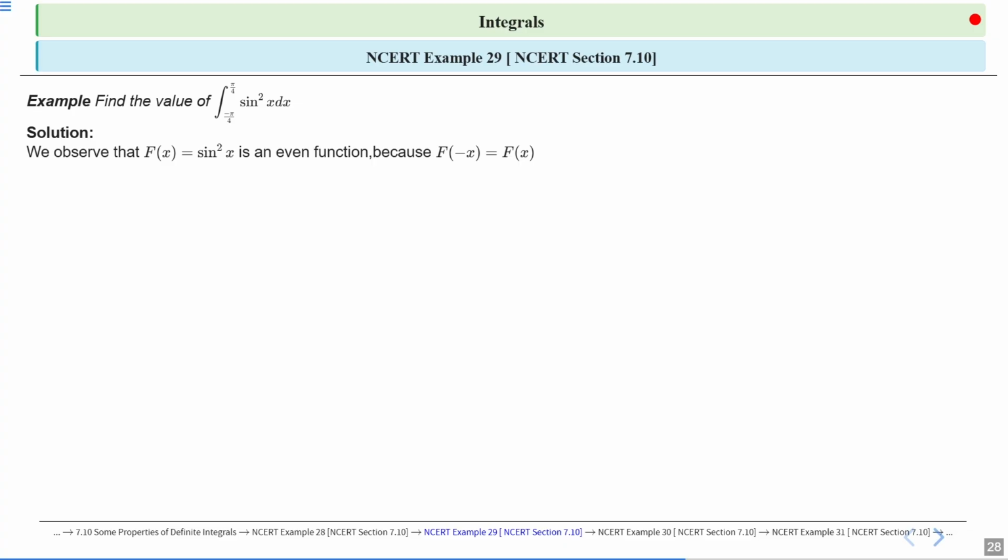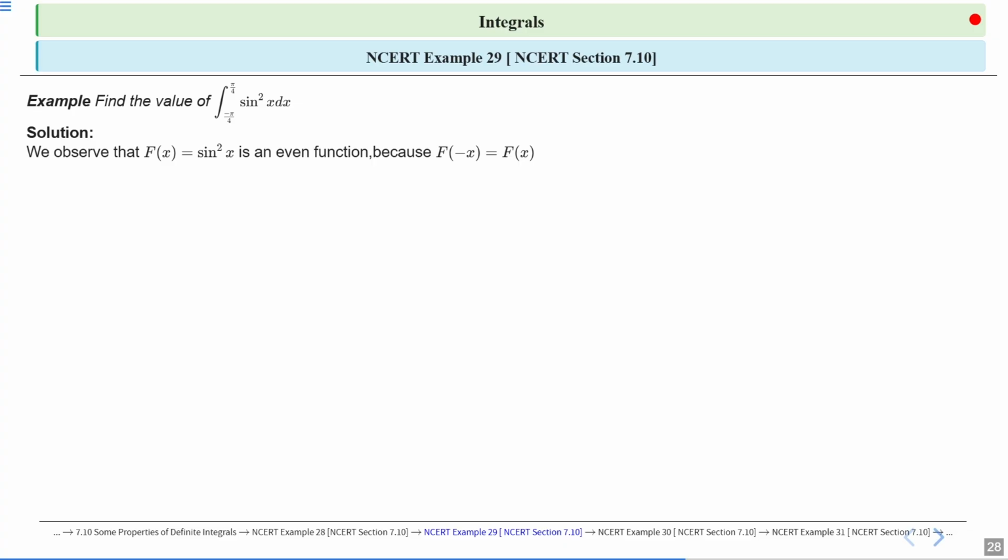When we have to check whether it is an even function or odd function, to apply the property of even and odd functions, we have to see the upper and lower limits. That is, the limit is minus a to a. So if there is a limit like this, here a is pi by 4 and minus a is minus pi by 4, so we can apply the property of even or odd functions. We check whether the function f(x) is even or odd, and then we directly apply the property of the definite integral.